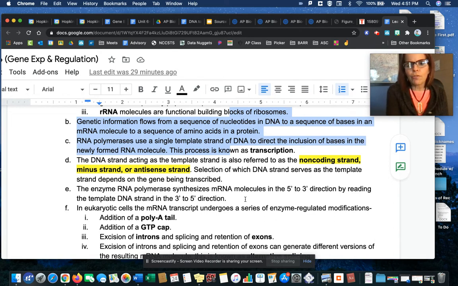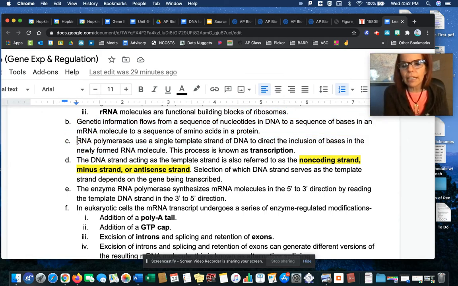Genetic information flows from a sequence of nucleotides in DNA to mRNA bases to amino acids in a protein. We already got that. I'm on C. RNA polymerases use a single template strand. Ooh, this is one that we're going to have to review a little bit. A single template strand of DNA to direct the inclusion of bases in the newly formed RNA molecule. The process is known as transcription. So when we're making RNA, we're copying only one side of the DNA.